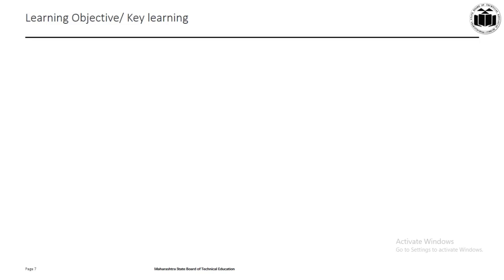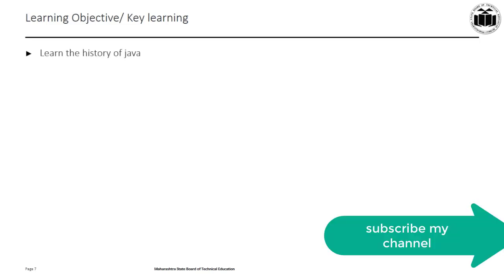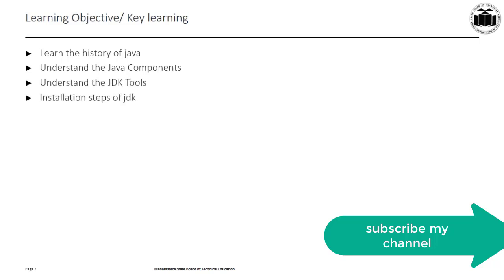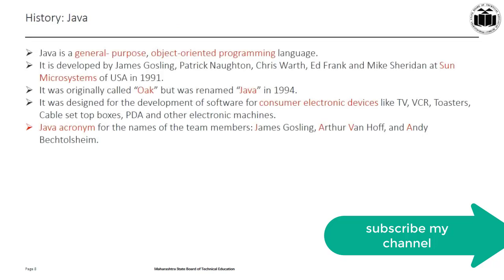Following are the learning objectives. Learn the history of Java, understand the Java components, understand the JDK tools, and installation steps of JDK. So let us start with history of Java.